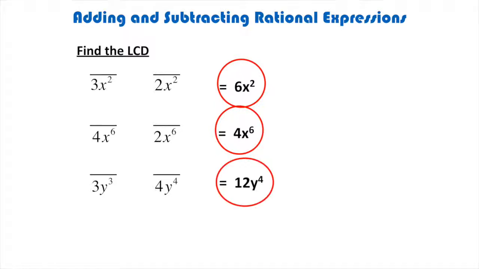Check your answers here. Lowest common denominator here would definitely be 12, since 3 and 4 is 12. Then my y, remember we take it to whatever the highest power is. This would be y to the 4th power. Okay, last one, then we're going to move on. So go ahead and push pause now. When you're ready, come on back and push play.